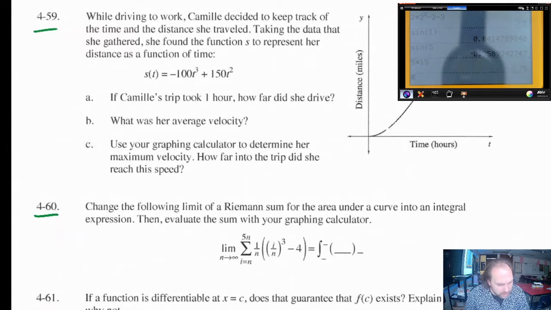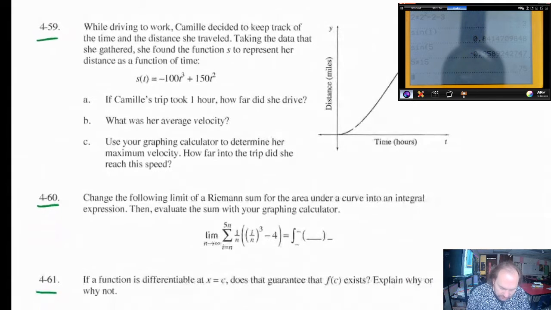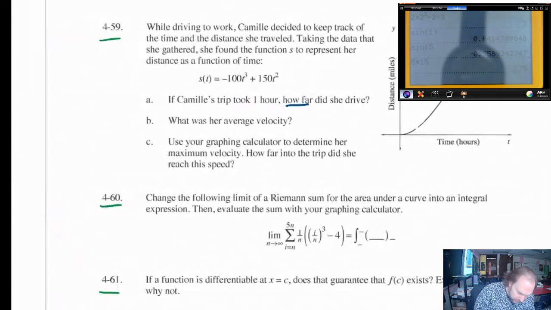All we're looking for here is s of 1, because this is how far. That's a distance thing, and we have a function for that. So I'm just going to do this right off to the side. S of 1. And that's actually easy to plug in, because if you plug in a 1 into the function in those two places, you're just going to be doing negative 100 plus 150. So that's going to be 50.